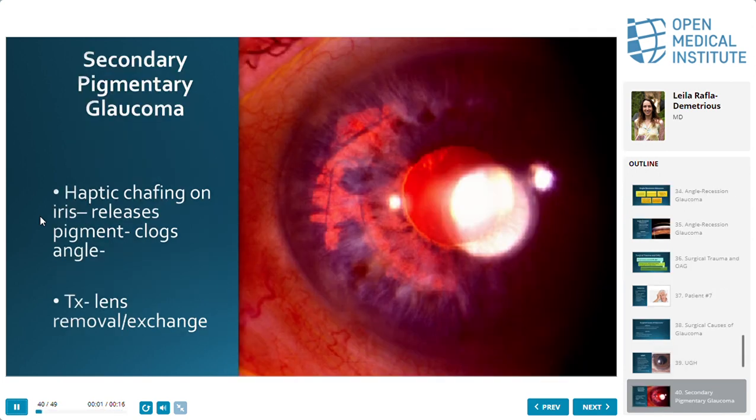So secondary pigmentary glaucoma is somewhat related in that lens chafing is also against the iris, but it's not causing bleeding. It's just releasing pigment, which is clogging the angle. And again, if this can't be controlled, removing the lens or exchanging the lens will control it.